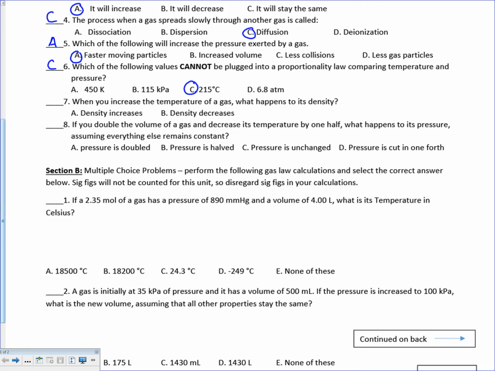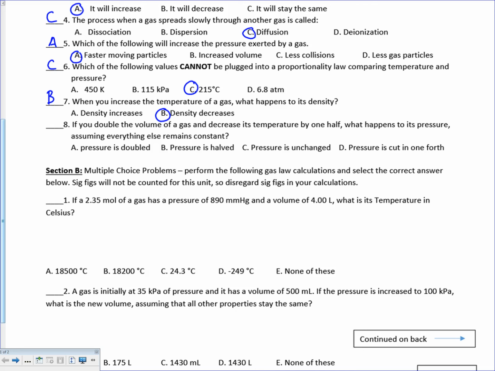Number 7, when you increase the temperature of a gas, what happens to its density? This comes from that first set of notes again. If you're increasing temperature, density is going to decrease, and then the gas is going to rise up. So for that one, think of a hot air balloon. Density goes down, so the thing rises.